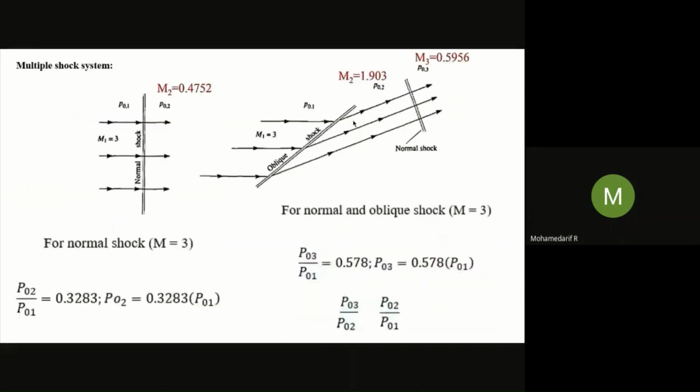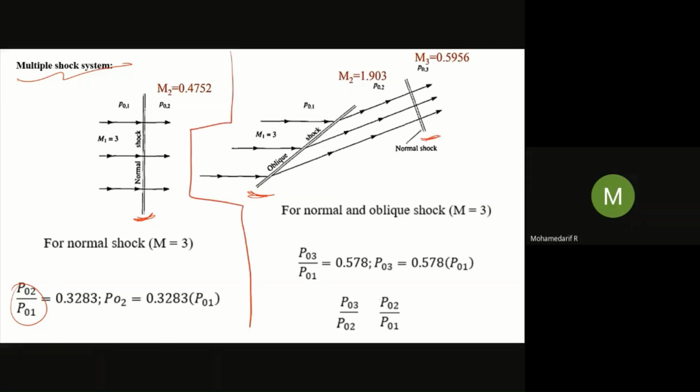Okay, next one is the multiple shock system. Actually, we are going to solve the problem using this. Here I explained only the results directly. In the multiple shock system, we are comparing the stagnation pressure loss across the single normal shock and across the multiple shock, that is, an oblique shock followed by a normal shock.